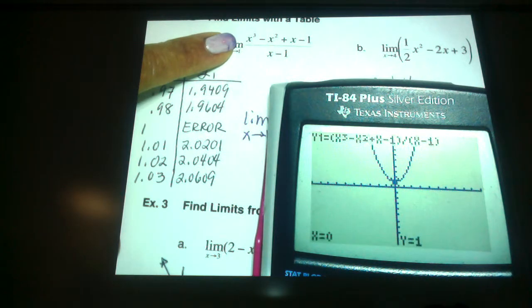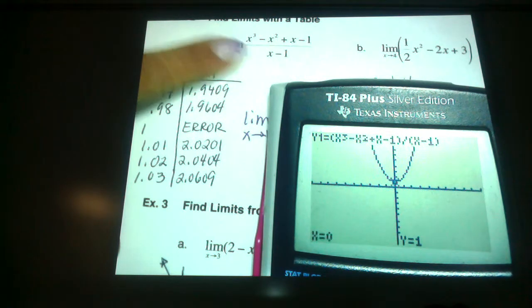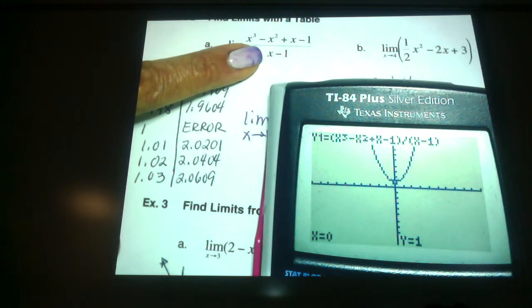So it resembles a parabola, but there's going to be a hole in the graph. Does your calculator show the holes? No, some of yours do, but most of our calculators don't show the holes. So I don't actually see a hole here at 1. Right here on the graph, there should be a hole, but you don't see it. But what I can do is see it in my table.